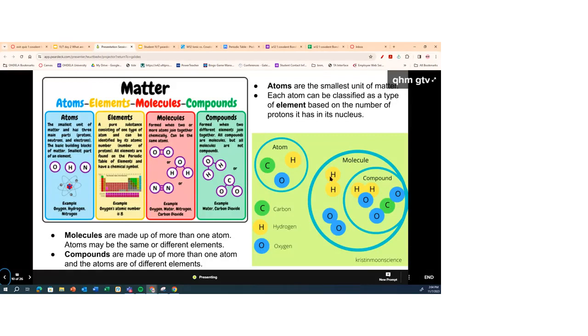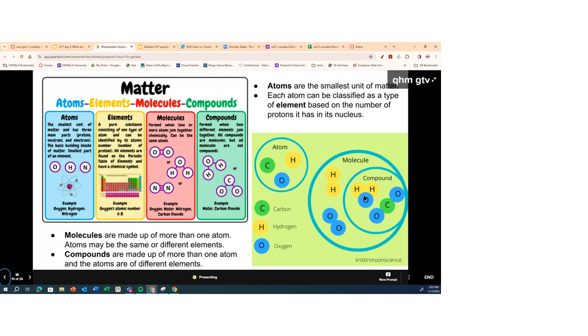Now, when they bond together, they become molecules. Molecules are made up of more than 1 atom. Atoms of the same or different element that bond together are called molecules. And you notice that molecules encompass this whole thing. So it's a Venn diagram where molecules include compounds. Molecules could be the same or different, but then we give another name for the ones that are different. Compounds are made of more than 1 atom that are different.